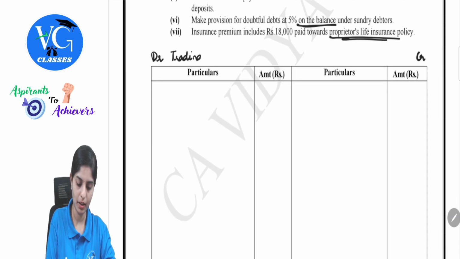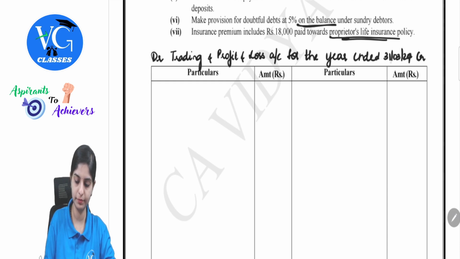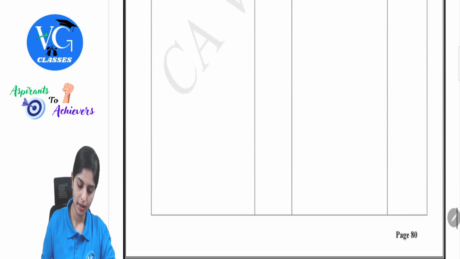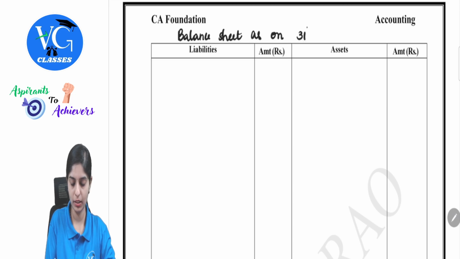Trading and profit and loss account for the year ended 31st March 24, and then balance sheet as on 31st March 24.